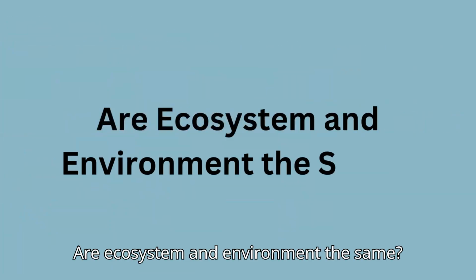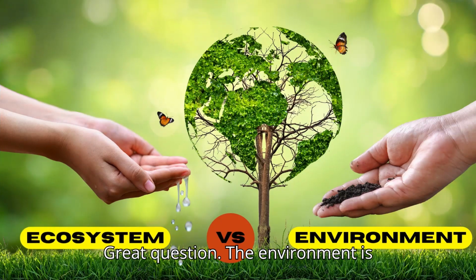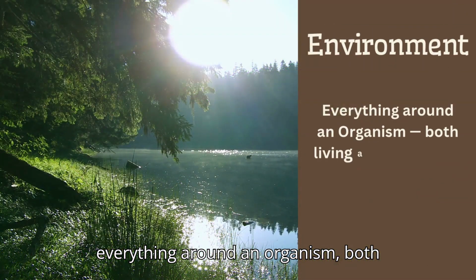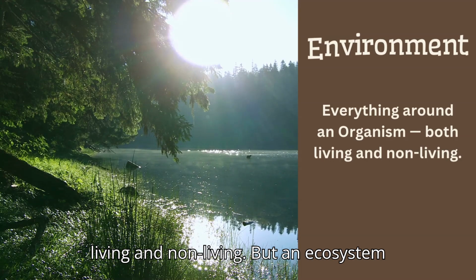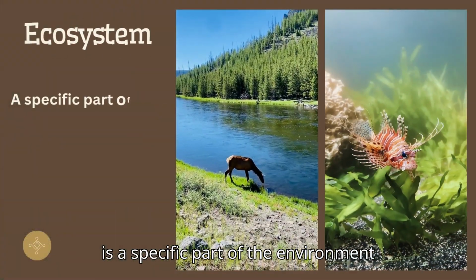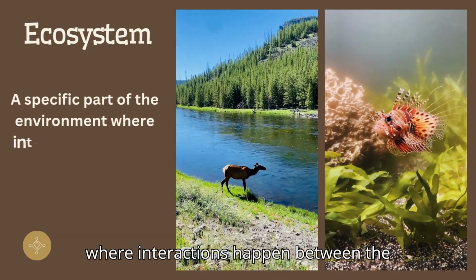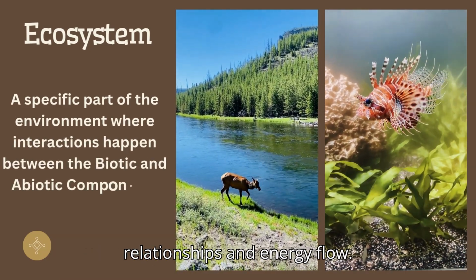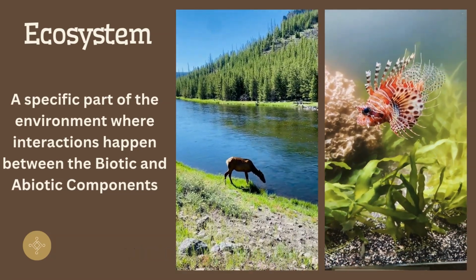Are ecosystem and environment the same? Great question. The environment is everything around an organism, both living and non-living. But an ecosystem is a specific part of the environment where interactions happen between the organisms and their physical surroundings. It is a system of relationships and energy flow.